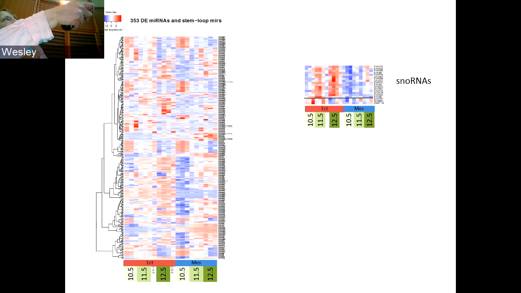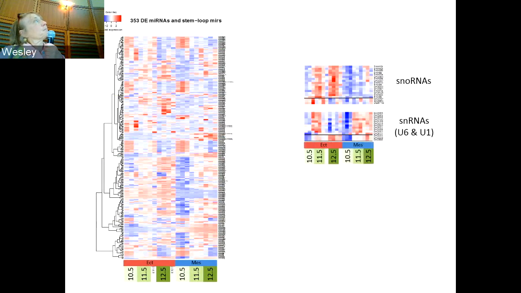We have a small set of these snoRNAs that are really in the ectoderm increasing with time. We have another small set which is really in the mandible, but both ectoderm and mesenchyme. We have no idea what these are doing, but we would like to think that they're perhaps involved in the ribosomal diversity that might underlie some of the tissue differences.